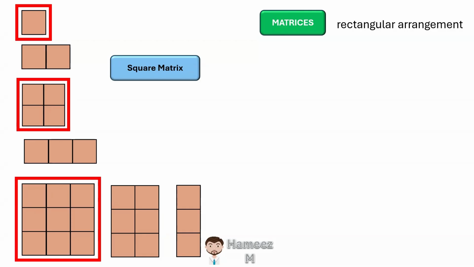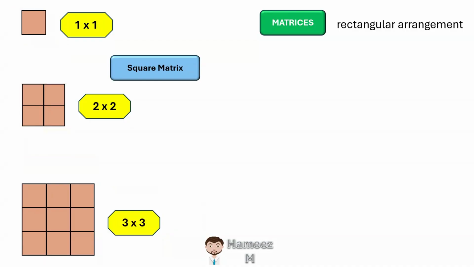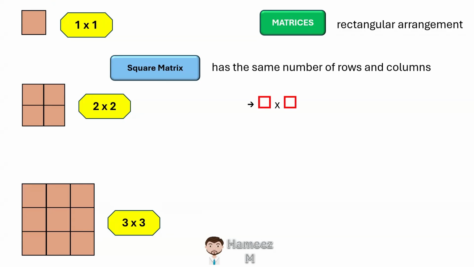So let's think of the orders here. The first matrix is a 1 by 1, 1 row by 1 column. The second matrix is a 2 by 2, 2 rows by 2 columns. And the next matrix is a 3 by 3, 3 rows and 3 columns. So what can we say about a square matrix? It has the same number of rows and the same number of columns. So even if it's 10 rows and it's a square matrix, it means it has 10 columns.